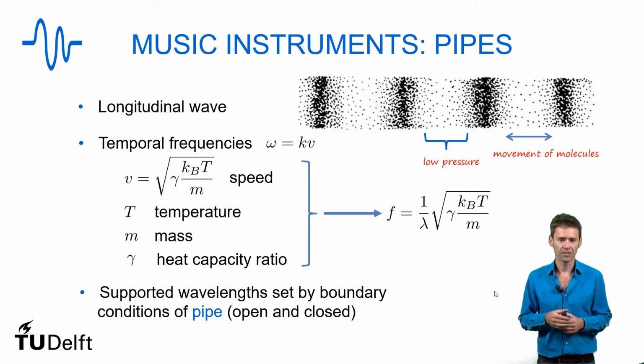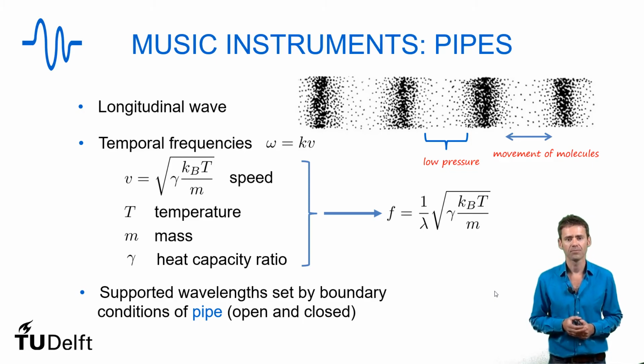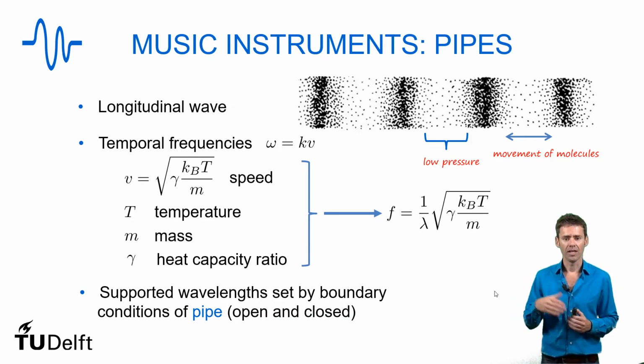Again, we can calculate the temporal frequencies by using the relation omega is kV. But now in this case, we have to look at what V is. V is the speed of sound in this pipe, or in this air column that is in this pipe. And this is given by the square root of gamma kBT over m, where gamma is the heat capacity ratio, kB is Boltzmann constant, T is the temperature, and m is the mass of the molecules that are in the pipe.